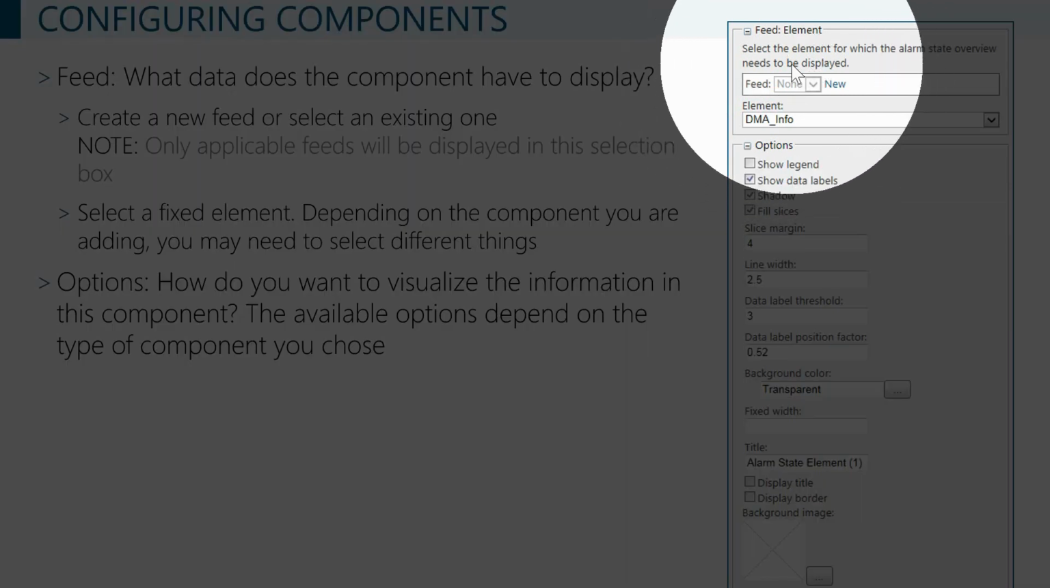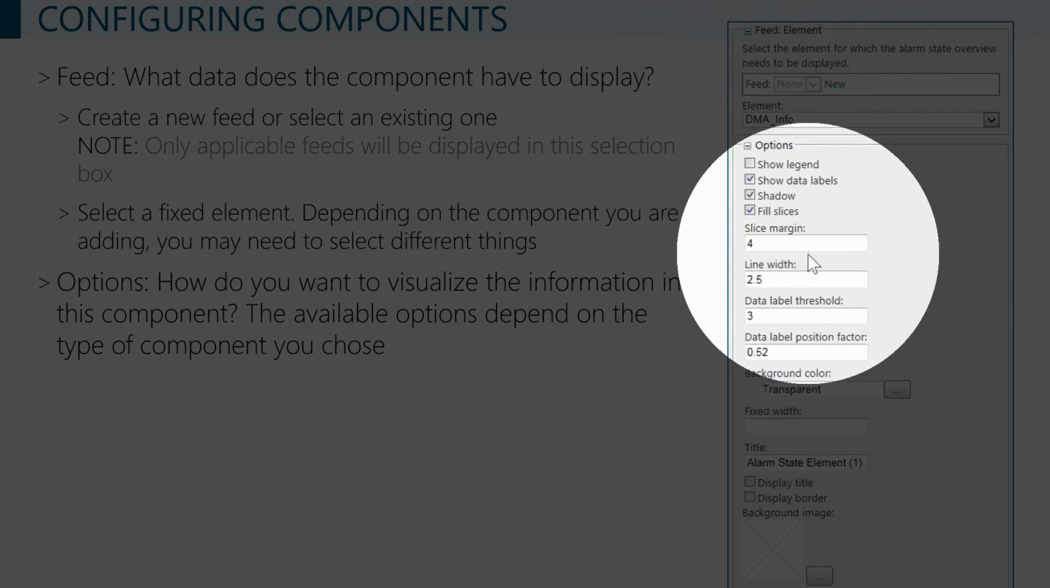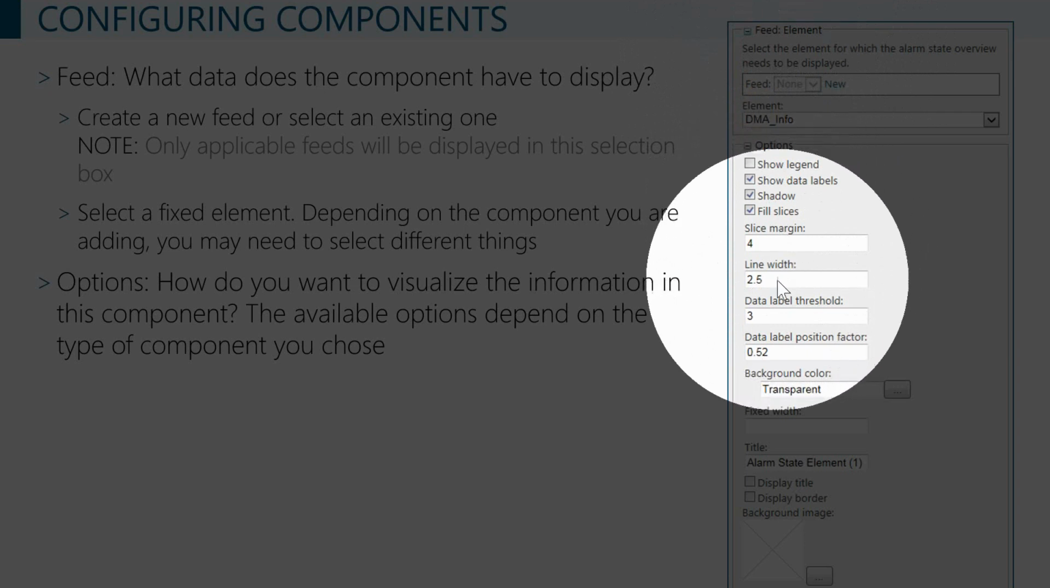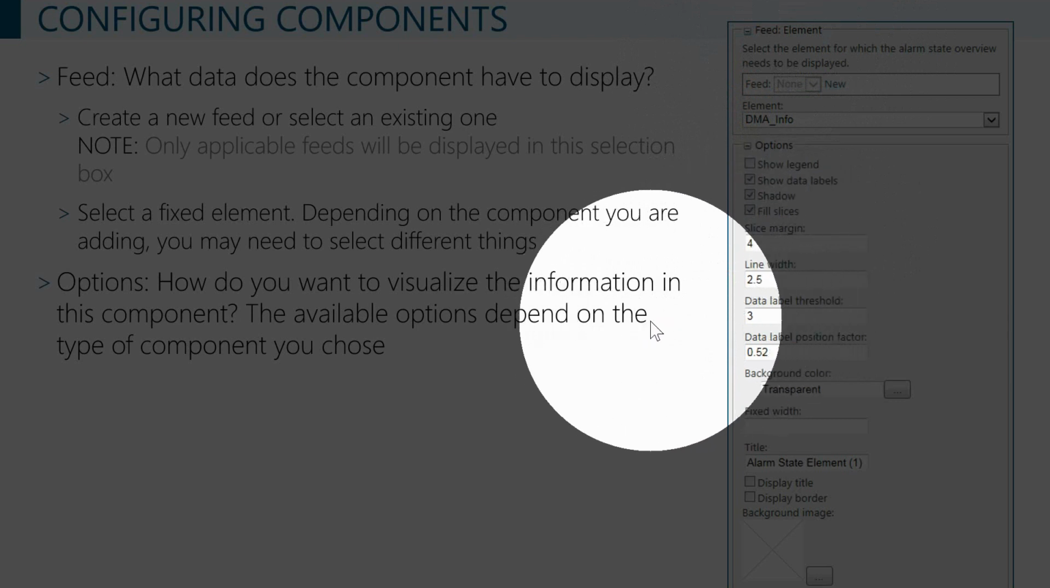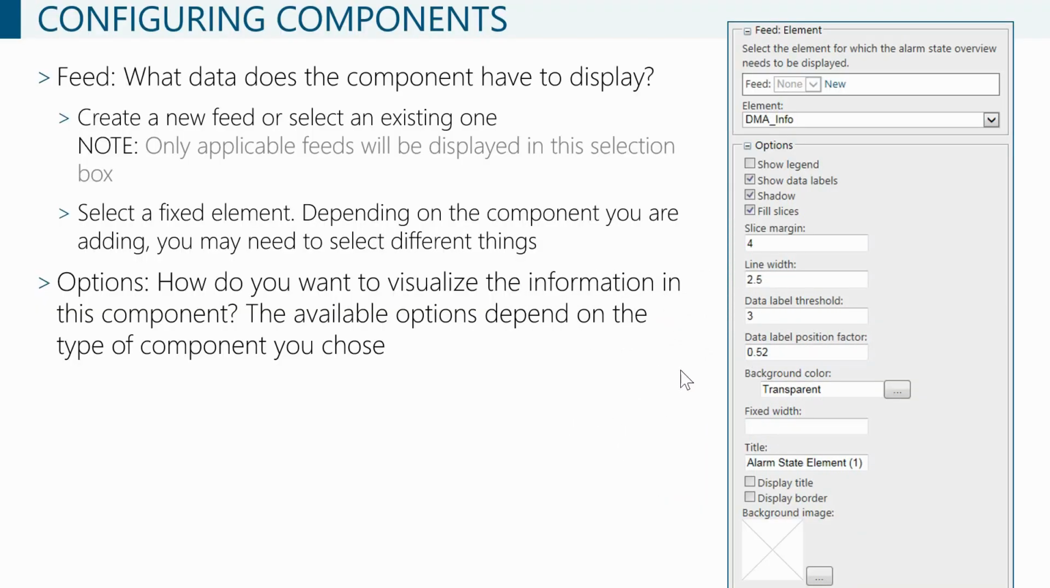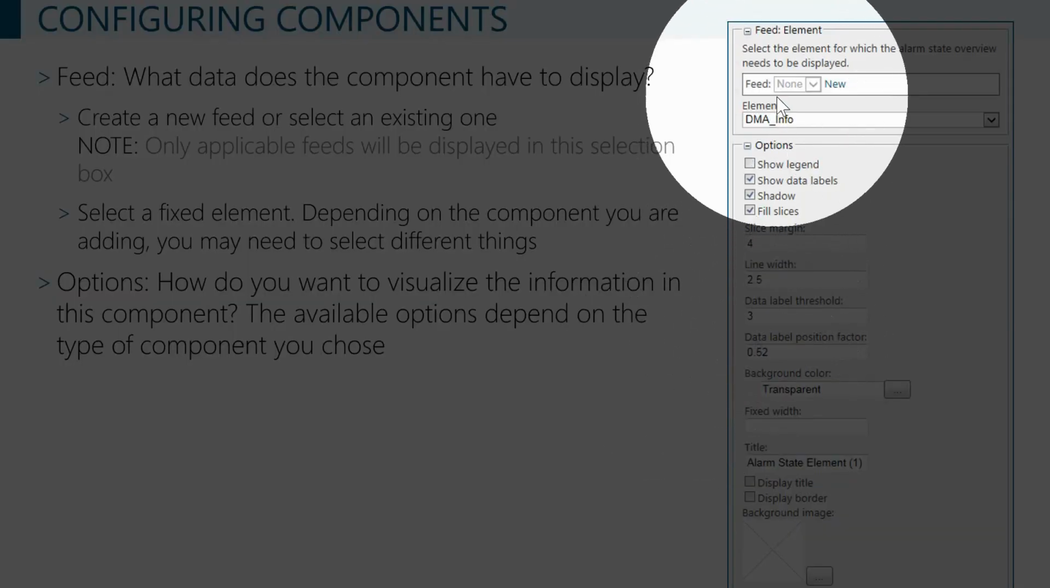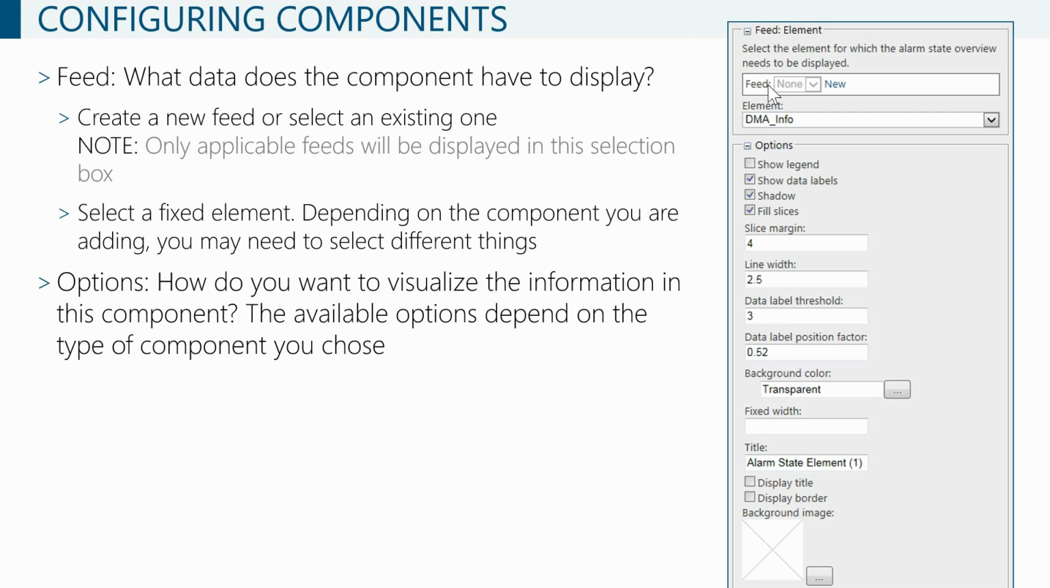That's the feed section on top, and below there you basically have a whole bunch of other options. A little bit like, does it show the legend? Does it have shadow? And a little bit of visualization stuff that can be tweaked and modified. So the options, you can play around with that. The most important thing is that feed, I need to link it to something.